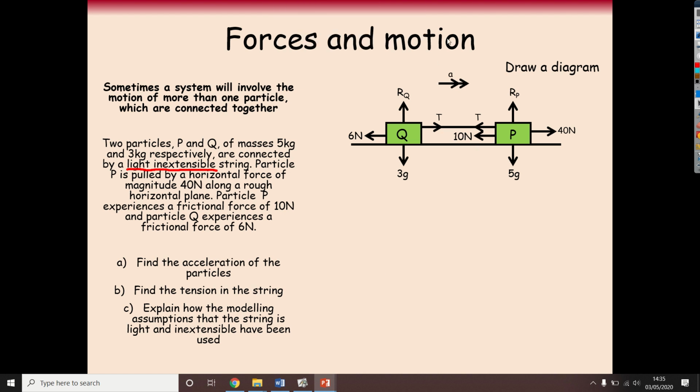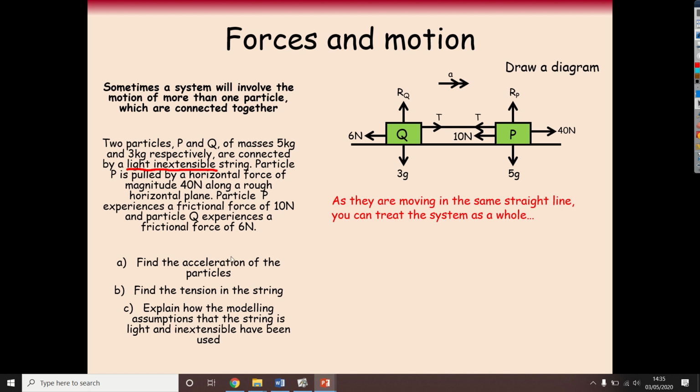All right, so the whole system is accelerating. It's being pulled along this way, and we're finding out the acceleration. Now, the acceleration is the same for both of these particles, and that's because the string is inextensible. Because it doesn't extend, it doesn't get shorter or longer, then when these particles accelerate, they'll accelerate the same, okay?